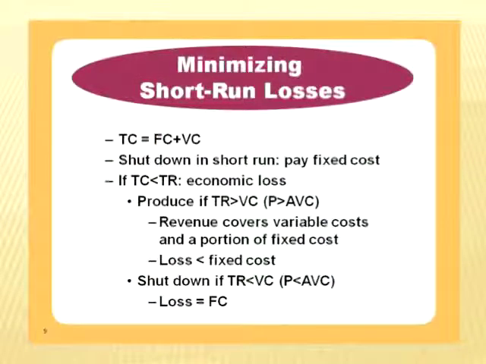In the short run, total cost is equal to fixed cost plus the variable cost, which we talked about last time. We would shut down in the short run. If we shut down in the short run, we would lose the fixed costs. So if total cost is less than total revenue, we'd have an economic loss. However, if total revenue is greater than variable cost, we'd still have a loss, but we would be covering all of the fixed cost. So our loss would be less than our fixed cost. And this is what's known as loss minimization. It's a case in which you're losing money, but your loss is less than the loss that you would have from shutting down.